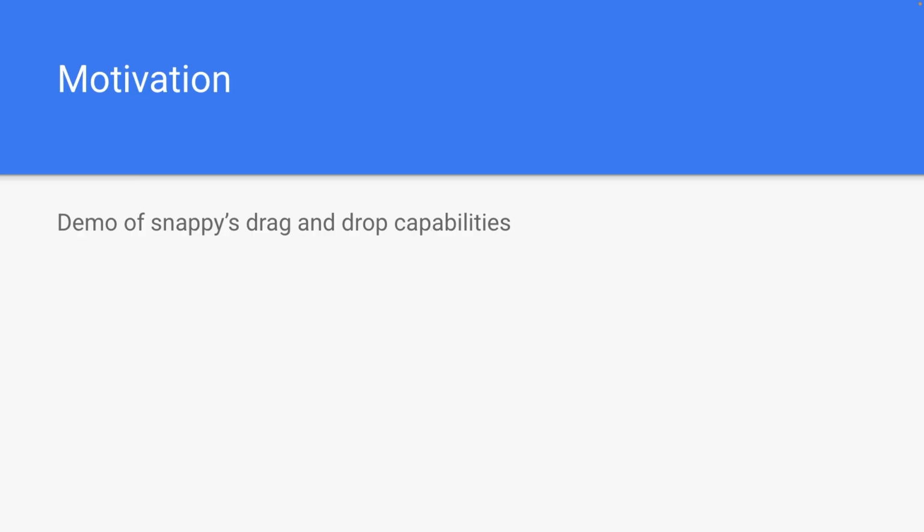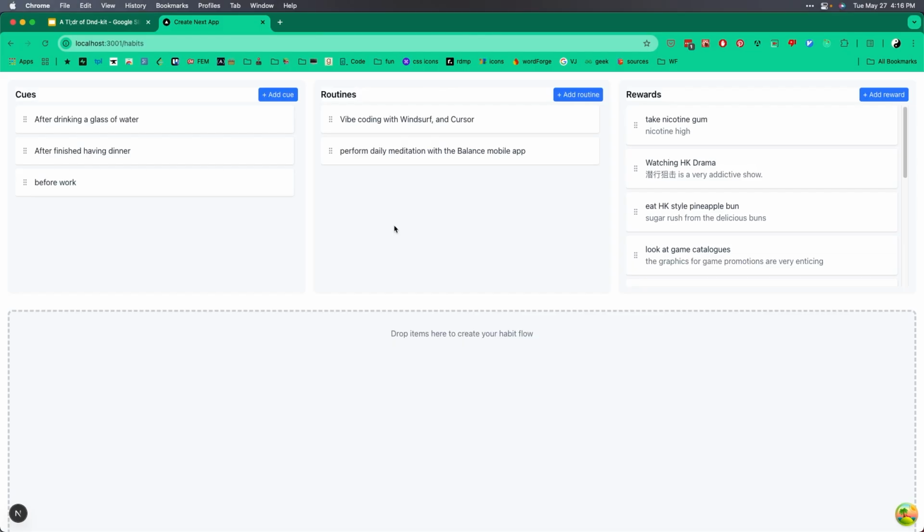And before we delve into the actual overview, let me show you a quick demo of why I decided to incorporate this library into my application. What's my use case of it? So I've been working on building this habit tracker app, which is meant to be a one-to-one faithful implementation of James Clear's Atomic Habits.